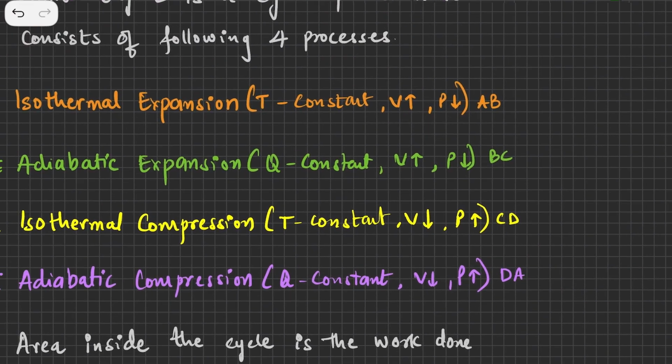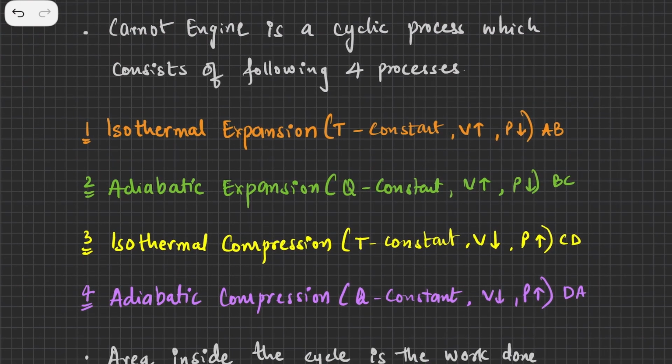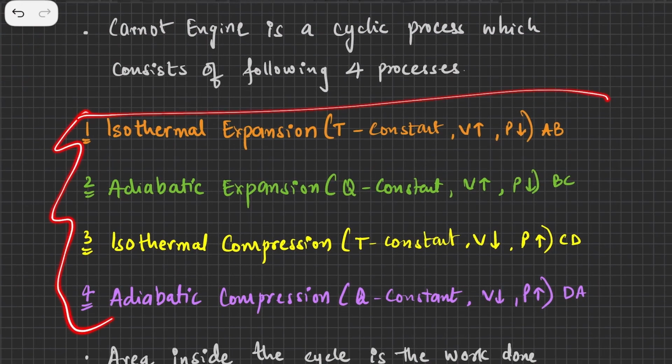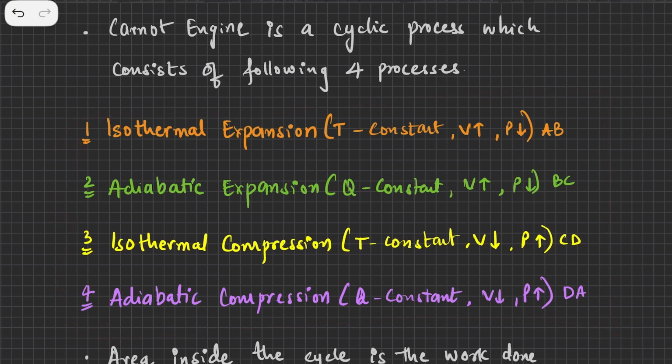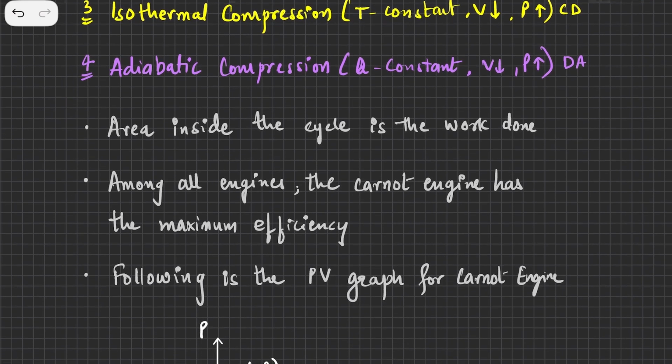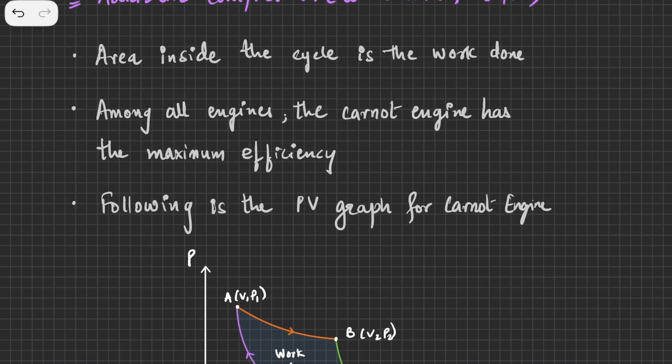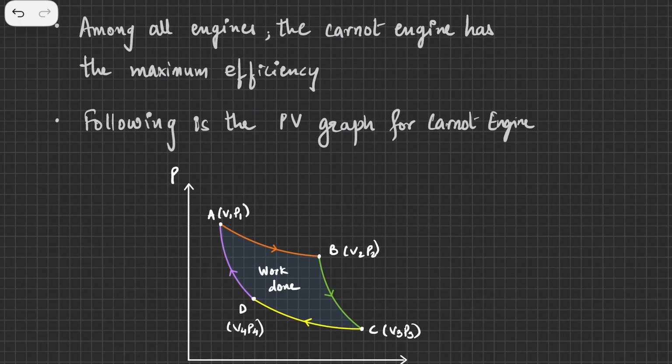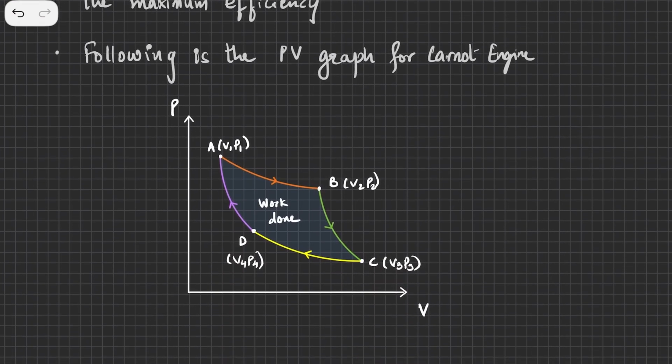So if you make an engine go through these following four processes, then the efficiency of that engine will become maximum. Okay. So that's what I have mentioned. Among all engines, Carnot engine has the maximum efficiency. Let's just quickly see the Carnot engine PV graph, the indicator diagram.